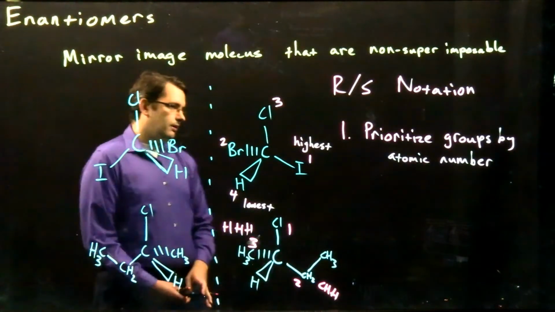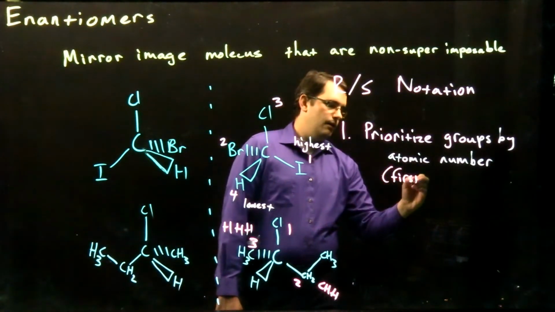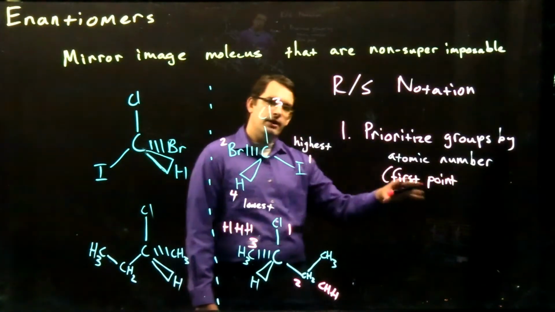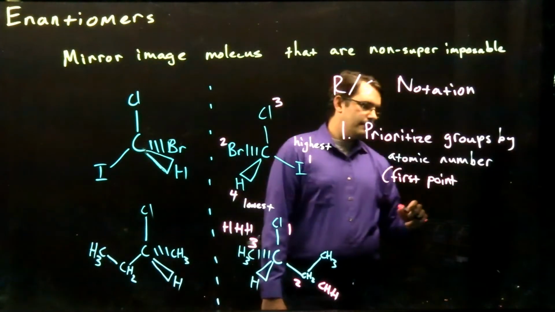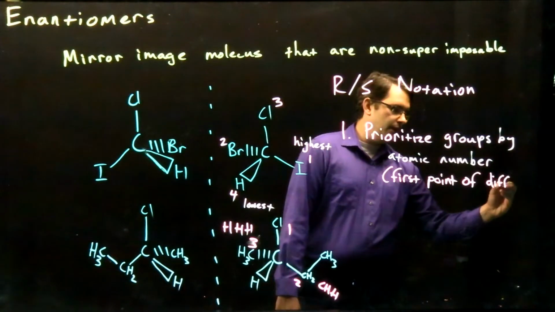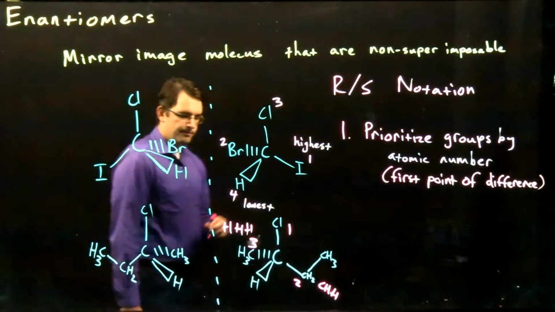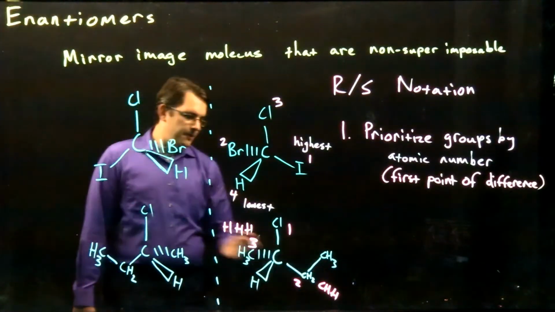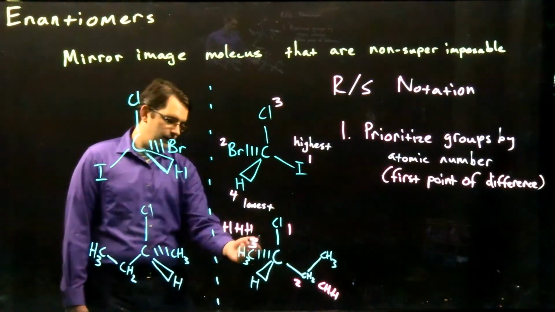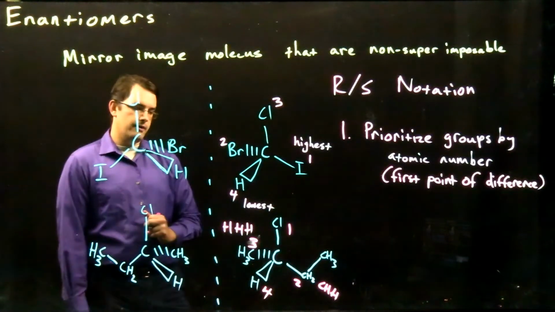So what we do is we look for the first point of difference. If our groups are tied in terms of atomic number, we'll move down and look at what's bonded to that next atom. And we'll keep going until we find a difference between the two groups. So this group is higher priority because it's attached to the group that has a higher atomic number. This gets lower priority, and hydrogen, as before, gets our lowest priority overall.